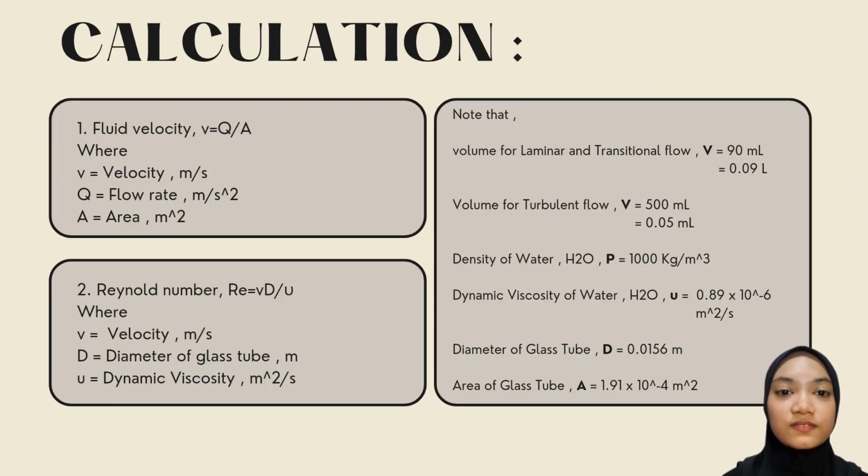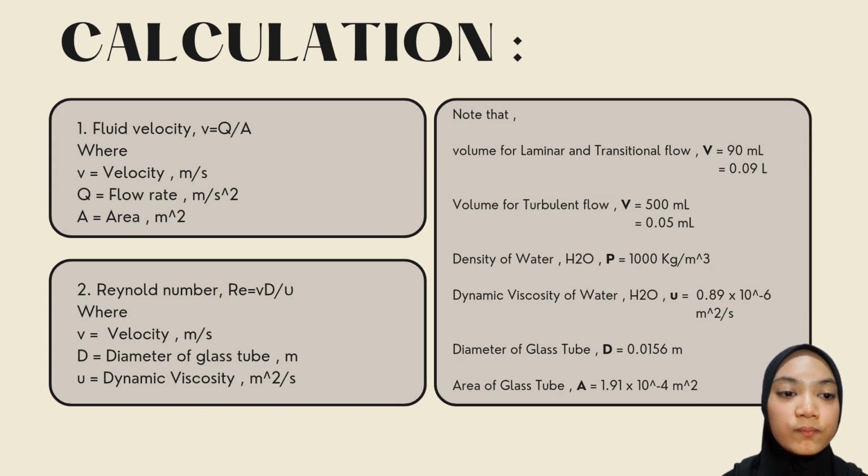The calculation of this experiment is started by noting that the volume of laminar and transitional flow is 90 milliliters, which is also equivalent to 0.09 liter. The volume of turbulent flow is equal to 500 milliliters, which is also equivalent to 0.5 liter. The density of water is 1000 kilograms per meter cubed. The dynamic viscosity of water is 0.89 times 10 to the power of negative 6 meters squared per second.